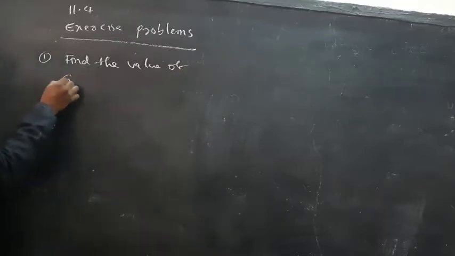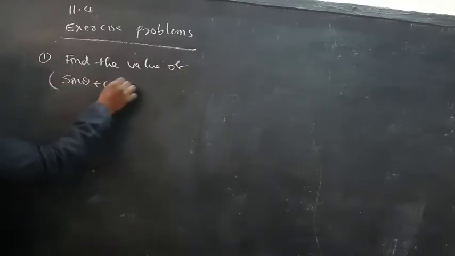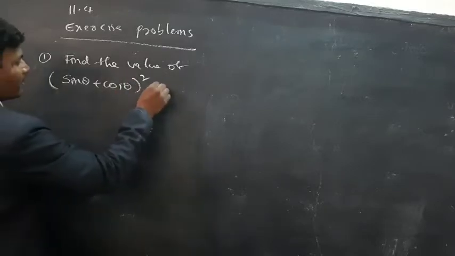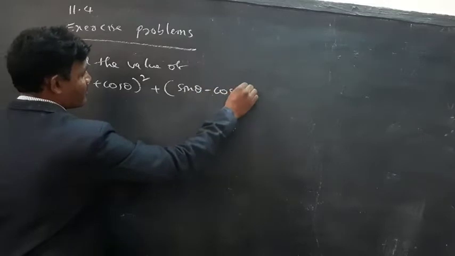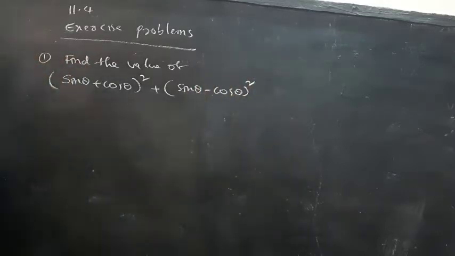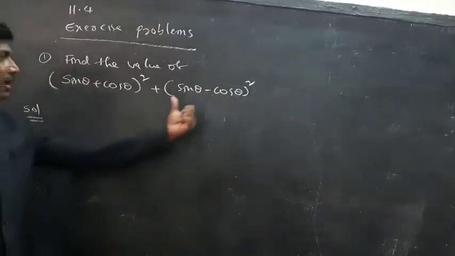Find the value of (sin theta plus cos theta) whole square plus (sin theta minus cos theta) whole square. Solution. Now it is in the form of (a plus b) whole square and it is in the form of (a minus b) whole square.